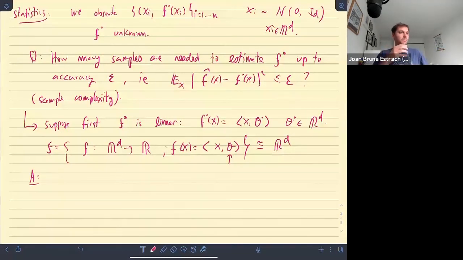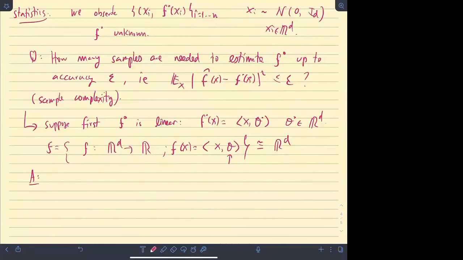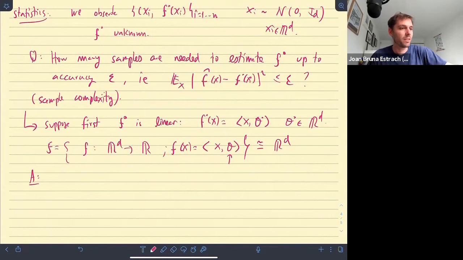Any guesses? And do you think it's a linear regression? Good. Okay. So how many? Do you think that you need, let's say, one, two, or something that depends somehow on the parameter of the problem?